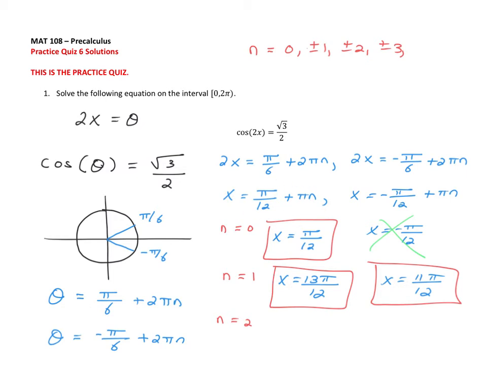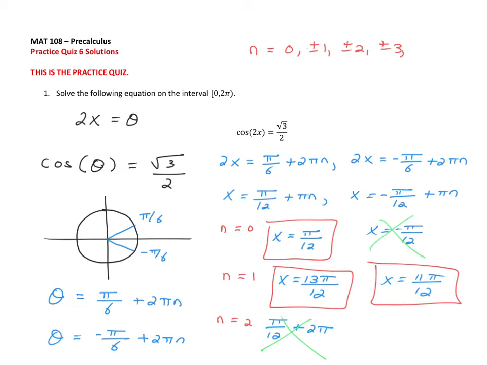If you put pi over 12 plus 2 pi, that's a little bit more than 2 pi, which means you're past this number. I don't even have to simplify this. We don't want to include that. But what about putting a 2 here? So that's 2 pi minus pi over 12. That seems like it'll work because it'll be a little bit less than 2 pi.